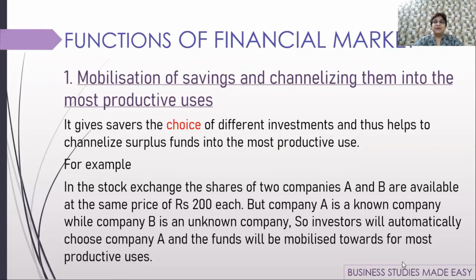So automatically the money goes to the most productive uses. So when we put the money in the stock market, we will look up for those shares which are doing well, and automatically our money gets channelized into the most productive units. So this is the first function of the financial market, that from the savers, the money goes to those business houses which can put it to the most productive unit.